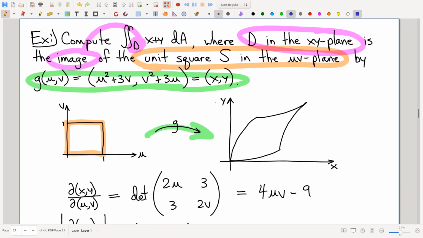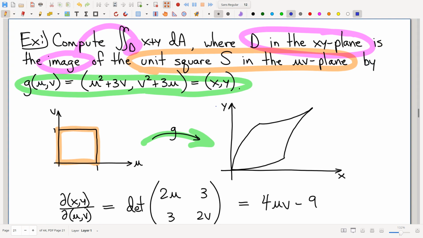Let's see here, pausing real quick. I want to re-highlight my thing here. Is everybody on board so far? Okay.